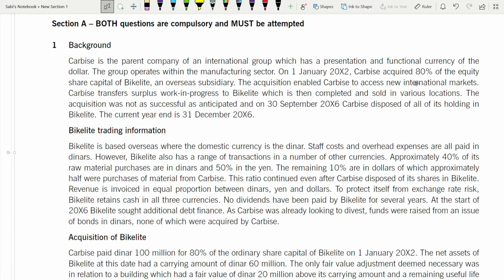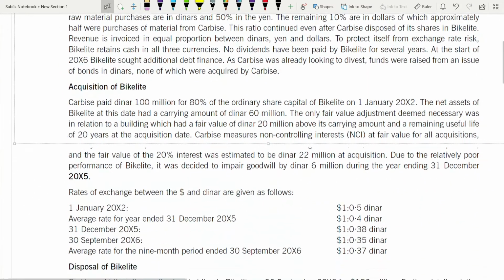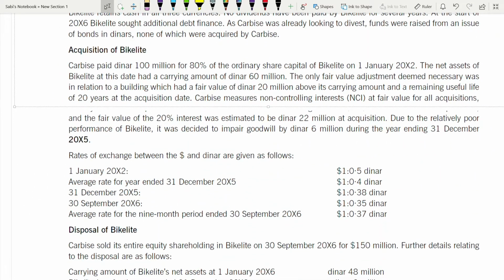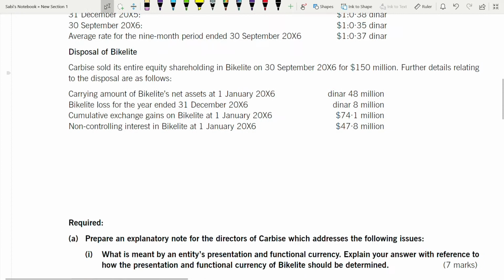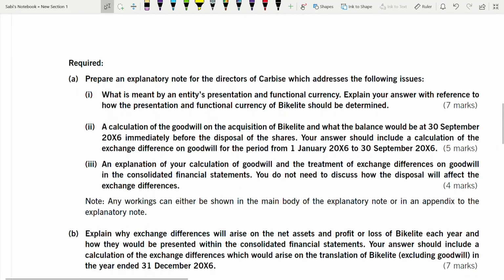So, as you can see, the first paragraph is your background. Next, we have the company's trading information, and then we have an acquisition. This means that we have something to do with consolidation, right? And you are given some exchange rates. That means we have to do translation. And we also have a disposal of a company. So let us read, right?